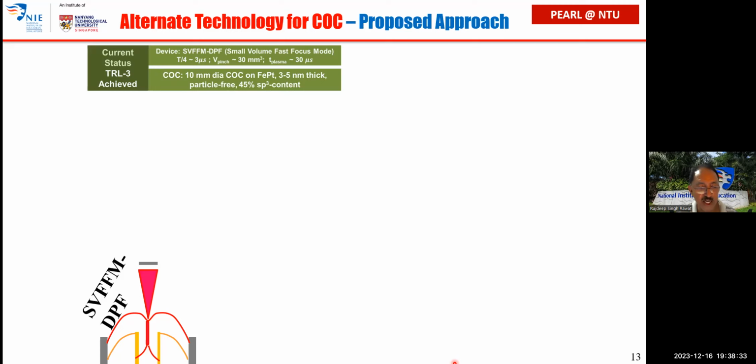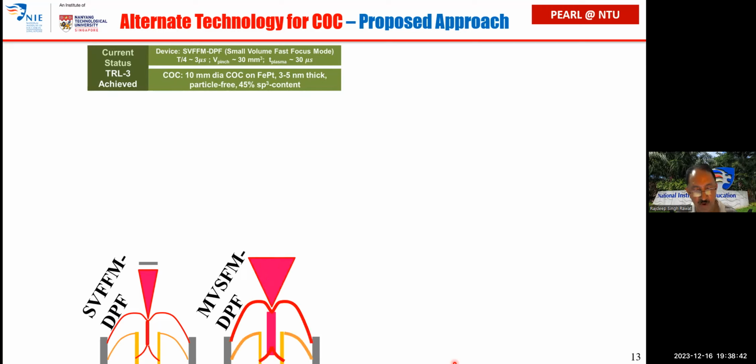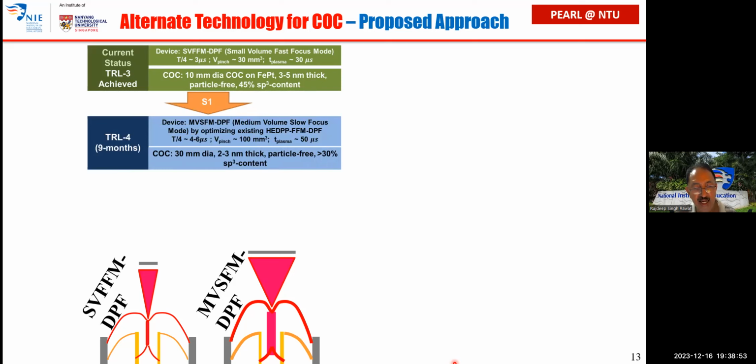So we did this project in stages. First of all, we changed the plasma focus from the small volume fast focus mode plasma focus to a mid volume. That means we increased the anode radius and operated the device at high pressure. That was done to achieve coating of bigger dimensions, to see whether we can get about 30 mm coating with the sp3 content greater than that. And this was basically to buy the time we needed to develop the LVSFM device.